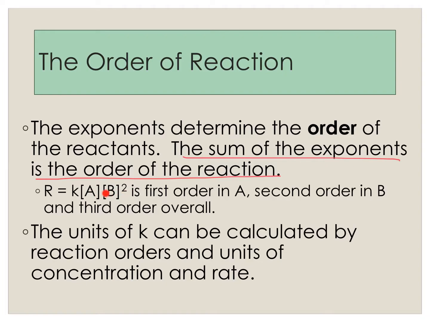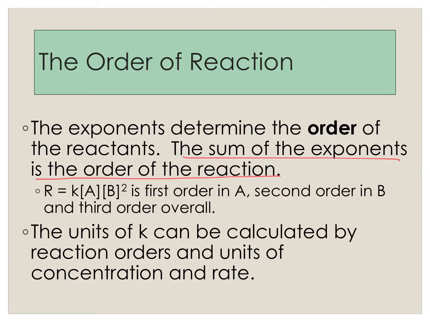Notice, if I was trying to calculate the units of K, if I was given the concentration of A, the concentration of B, and the rate, this would be moles per liter per second, divided by moles per liter, divided by moles squared over liters squared. And this would be entirely different for each reaction, based off of the order for each one of the reactants.